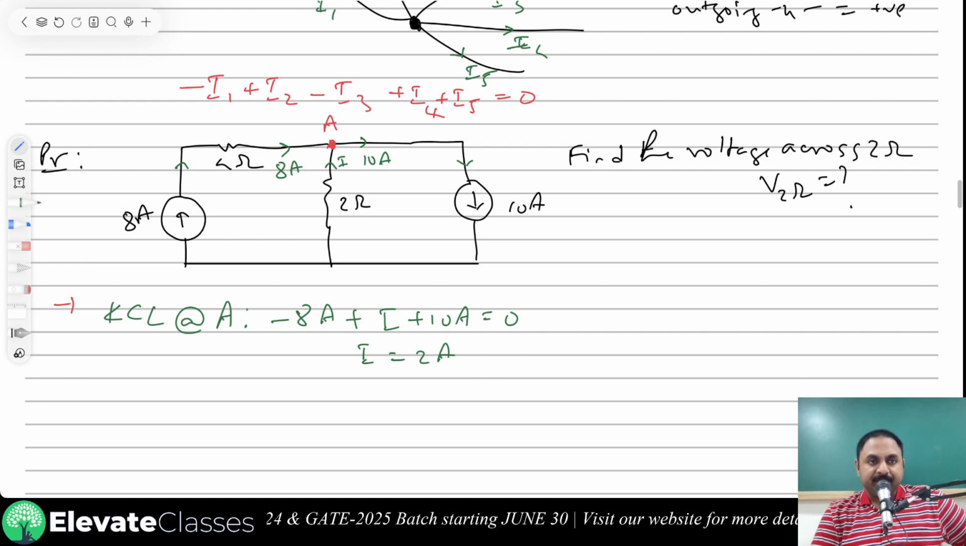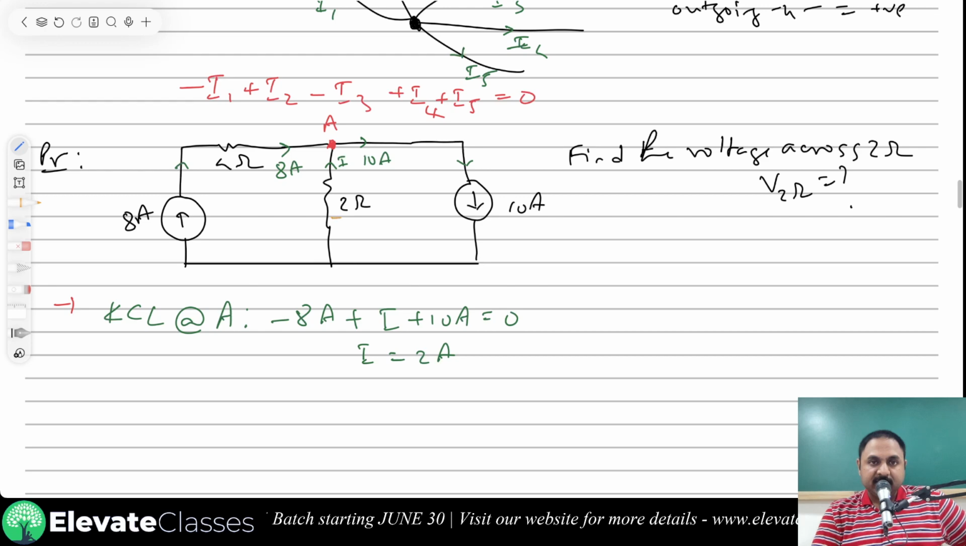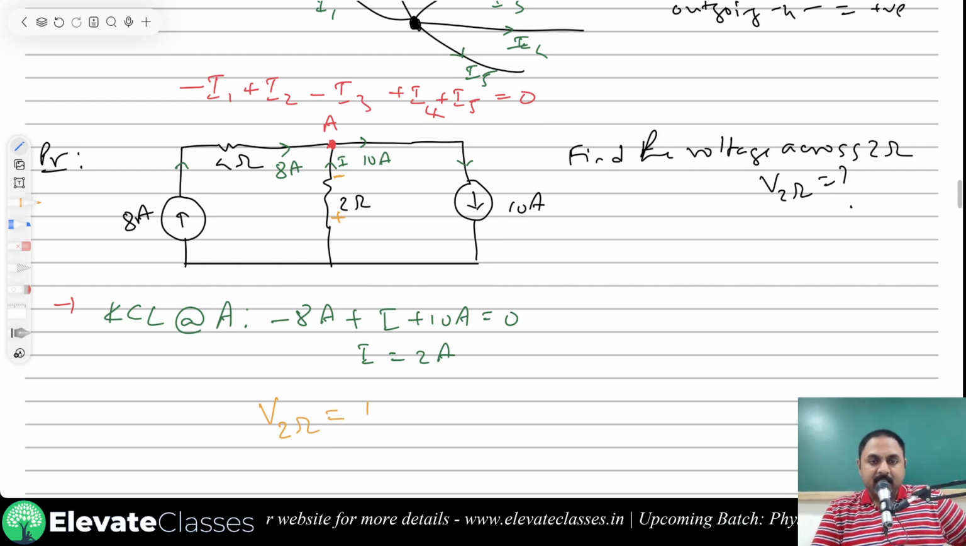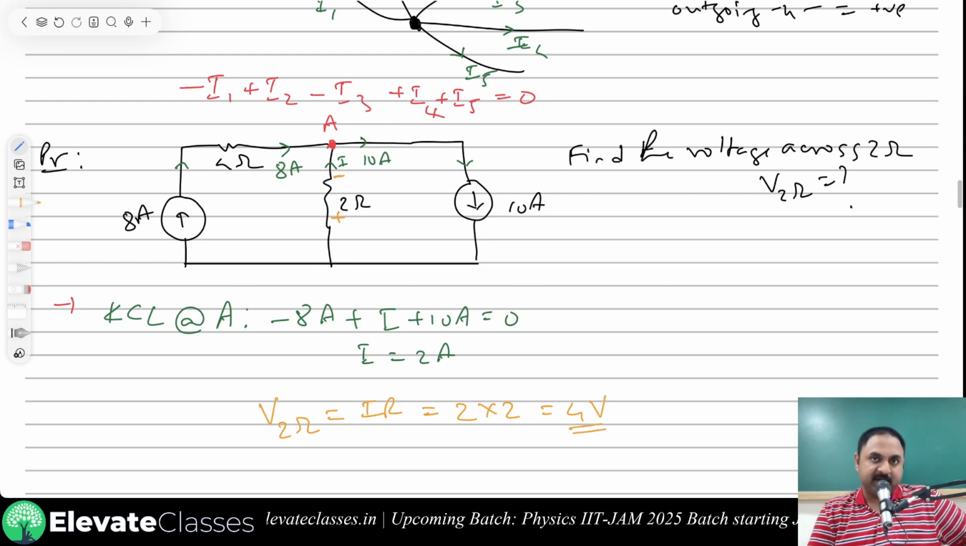If this is the current, do you remember the convention that I told you? In the direction of current, this is plus, this is minus. So now can you tell me what is the voltage across 2 ohms? That is nothing but Ohm's law, I into R. Current is 2 amperes, resistance is 2 ohms. So the voltage across the 2 ohm resistance is 4 volts. That will be your final answer. This is one way we apply KCL to find out real values.